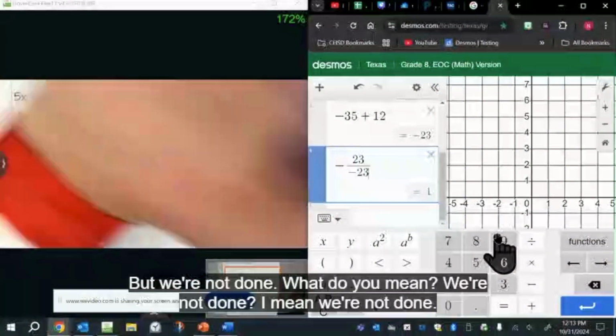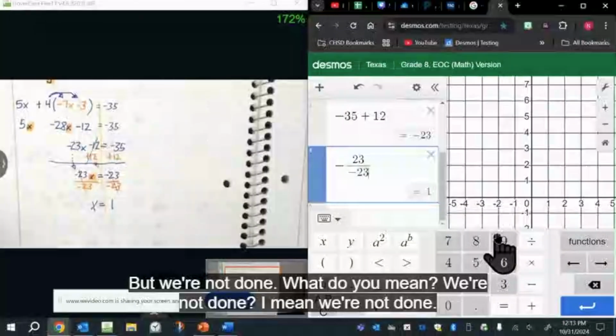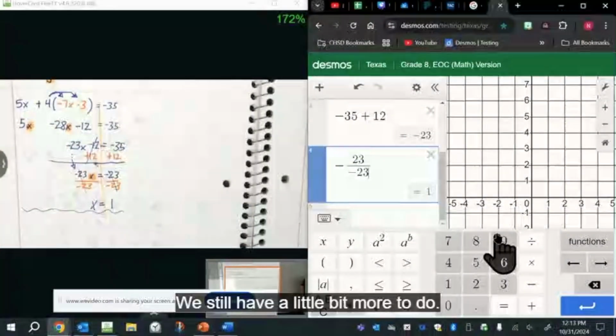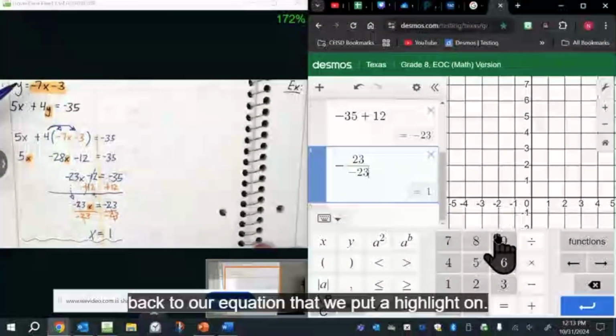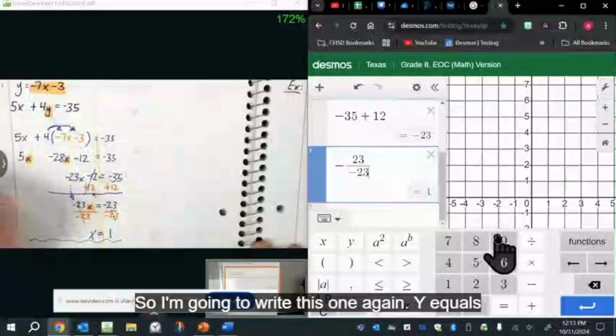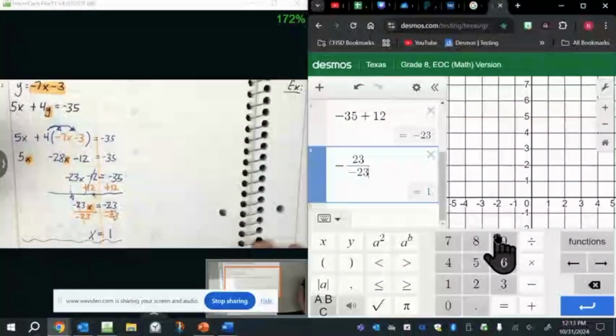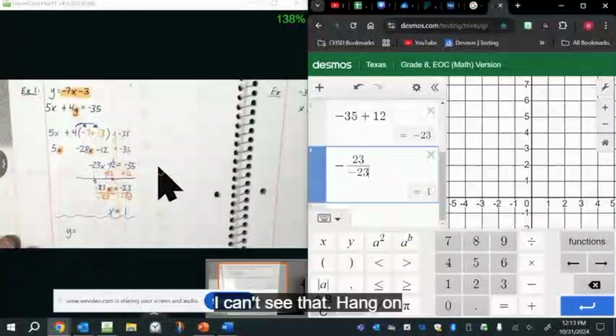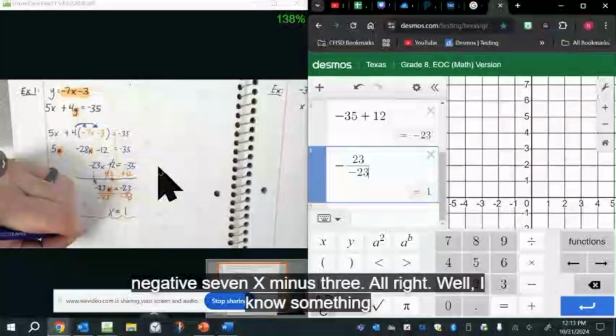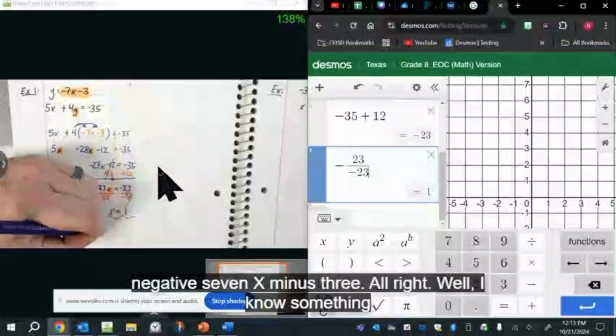Awesome. But we're not done. What do you mean we're not done? I mean, we're not done. We still have a little bit more to do. So what we're going to do is go back to our equation that we put a highlight on. So I'm going to write this one again. Y equals negative 7x minus 3.